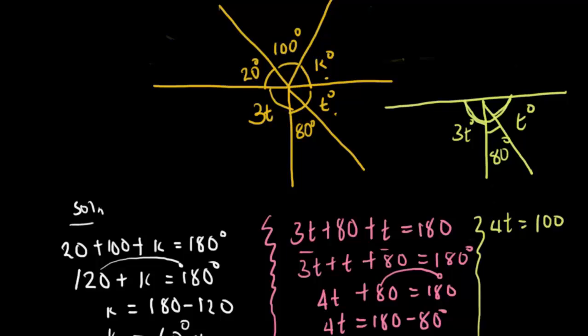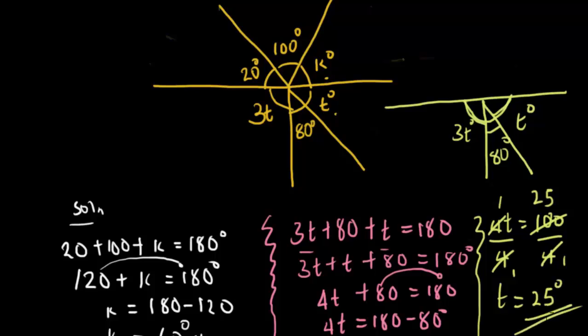So to find T, I divide both sides by 4. 4 here 1, 4 here 1. I'm left with T equals to 100 divided by 4. 4 in 10 is 2, remainder 2, 4 in 20 is 5. So it means T equals to 25 degrees. Do you understand?